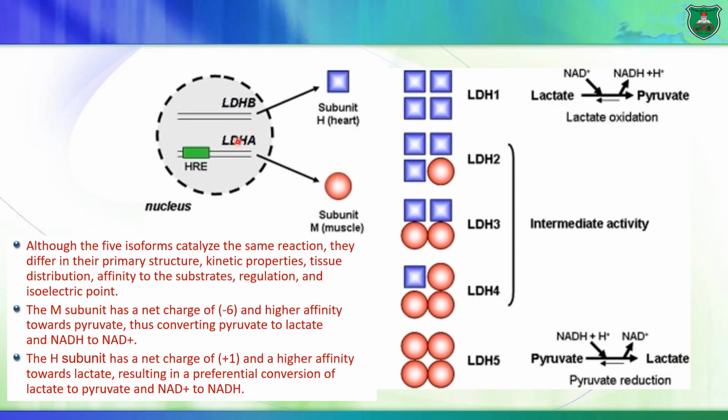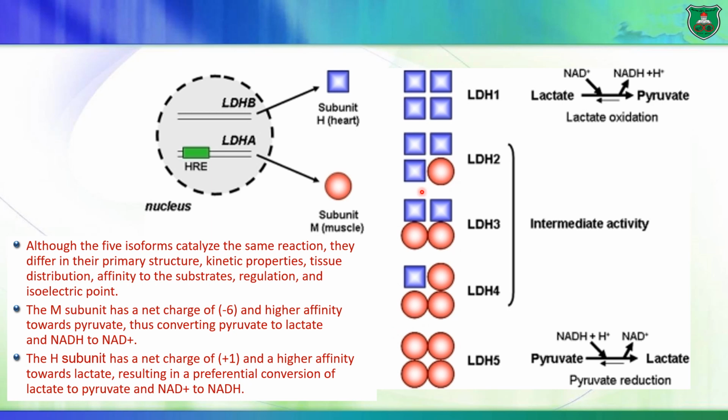So again, they are produced from 2 different genes, okay? And you can have different combinations. So you can have the all H, which is also known as LDH1, or you can have the all M enzyme, which is designated as lactate dehydrogenase 5. Or you can have different combinations, okay?